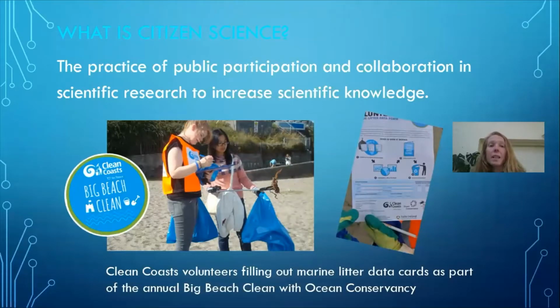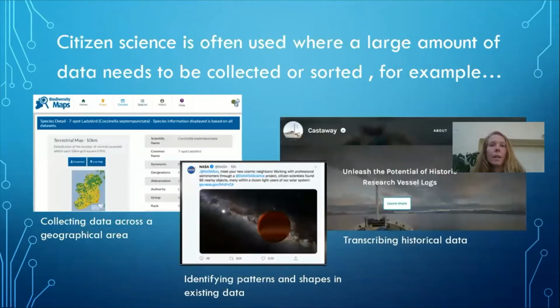So citizen science is really ways that the public can get involved with science projects. You don't have to be a trained scientist, although it may involve training. And it's about different ways that you can get involved with maybe gathering data or sorting data and helping scientists to find out more about their work. Citizen science is often used if there's a large amount of data that needs to be gathered, or if there's a large amount of data that needs to be sorted.